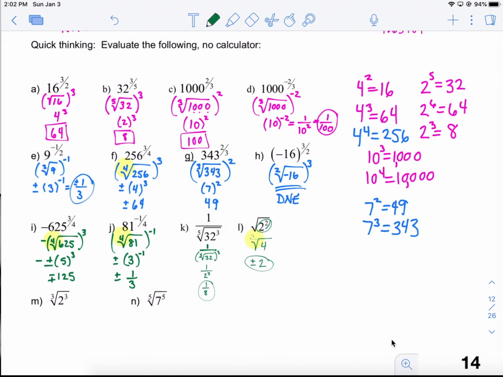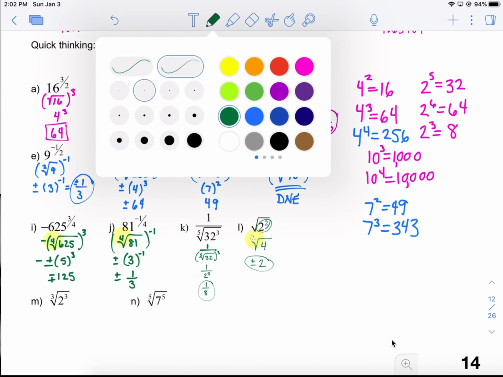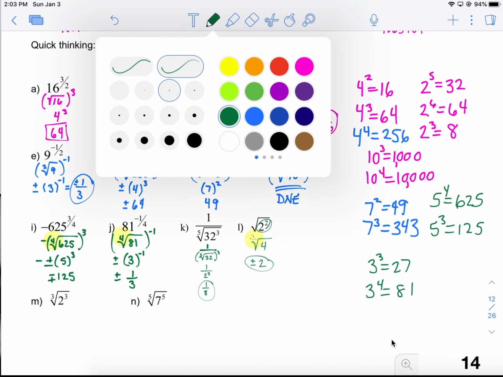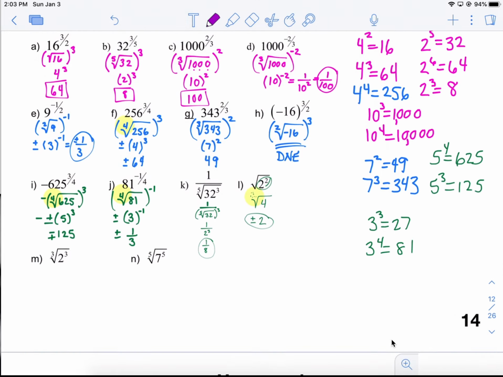Okay. All right, let's write out a couple new ones that we added to our list. So we added 5 to the fourth power was 625. 5 to the third power is 125. And 3, we haven't done 3s yet. 3 to the third power is 27. 3 to the fourth power is 81. Okay, I think that's all the new ones we added in that row. We have 2 more. All right, let's go in purple.